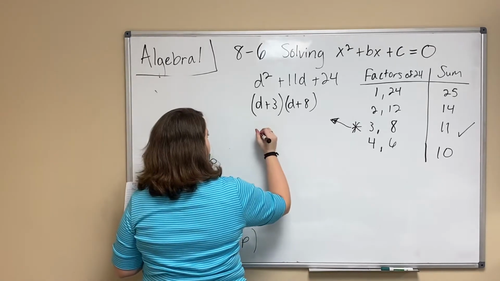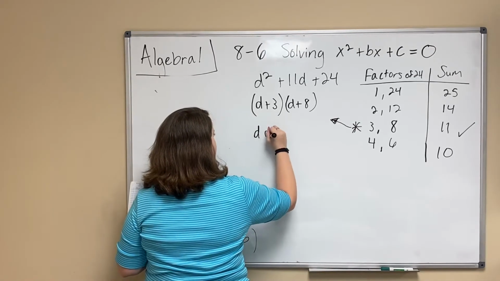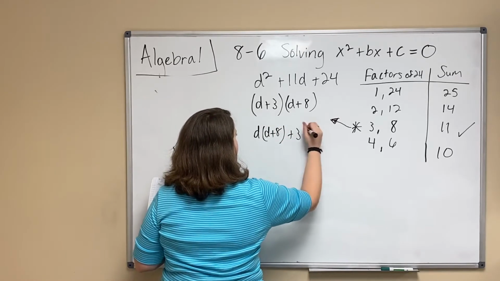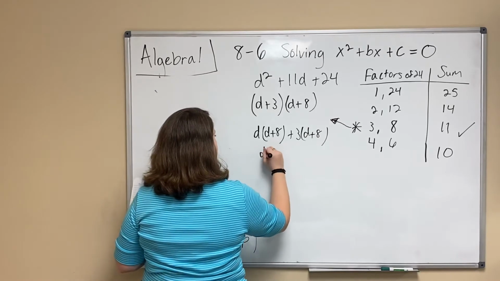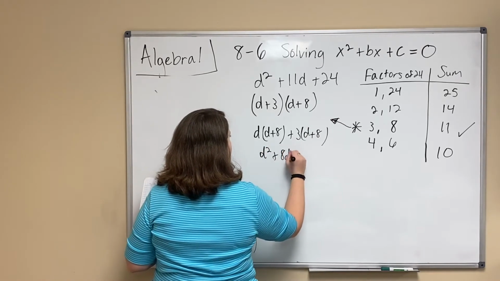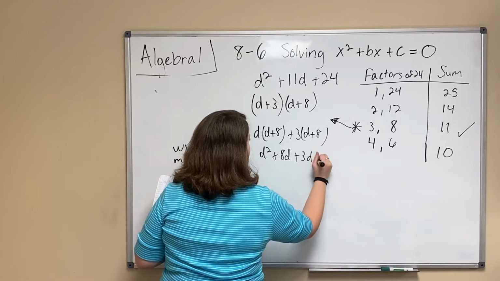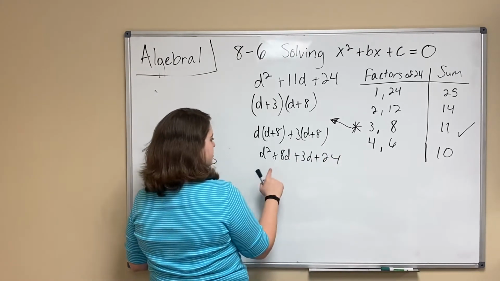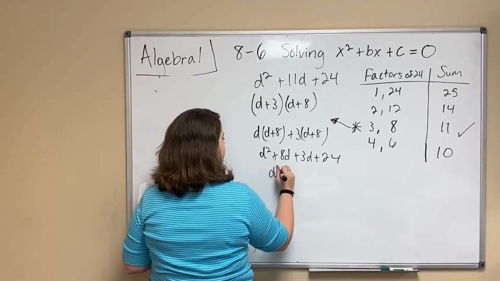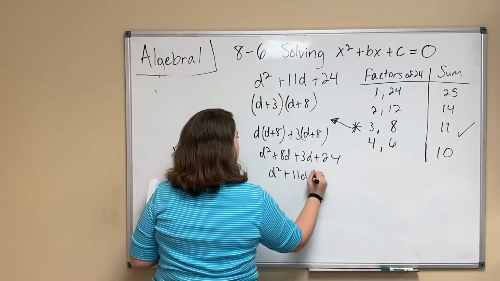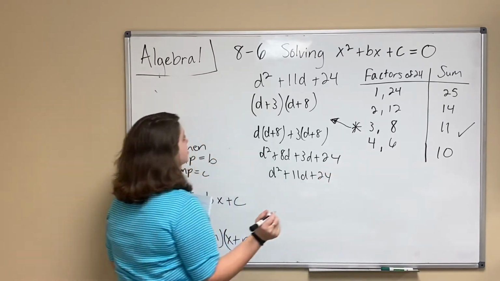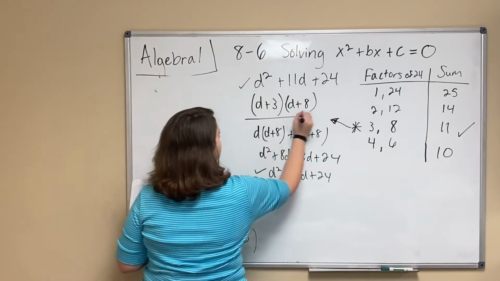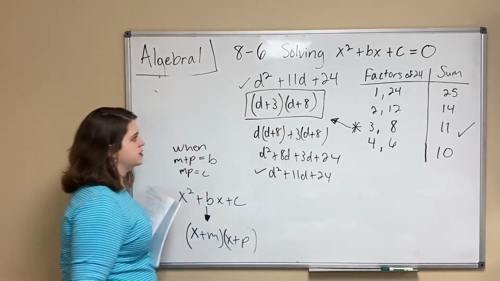D times, let's split it up. Our d times d plus 8 plus 3 times d plus 8. D times d is d squared plus 8d plus 3d plus 3 times 8, which is 24. We have like terms, so d squared plus 11d plus 24. That's the same one as up here. So we know we got it right, and this is our answer.